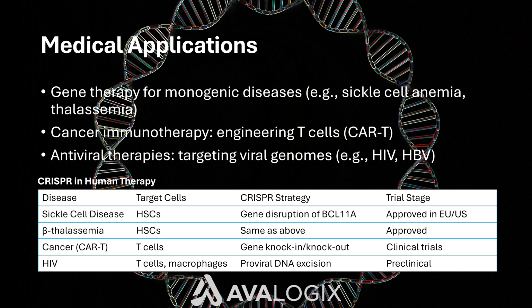In cancer immunotherapy, CRISPR is used to enhance T cells by modifying genes that improve their ability to detect and destroy cancer cells. For example, in CAR-T therapy, T cells are engineered to express chimeric antigen receptors that specifically recognize tumor antigens. CRISPR allows fine-tuning of these cells for increased efficacy and reduced toxicity.